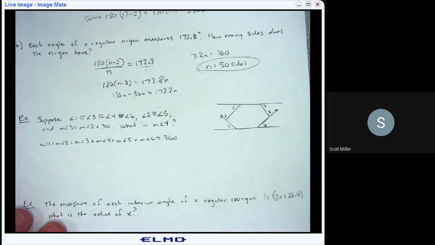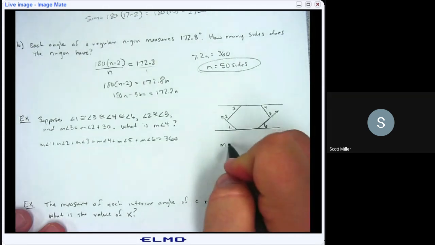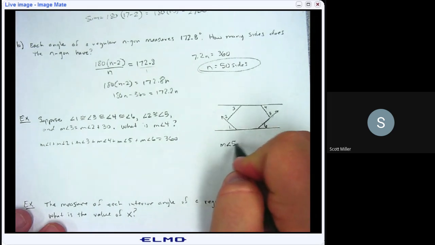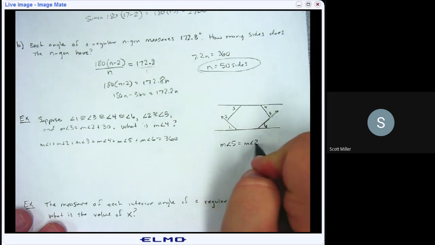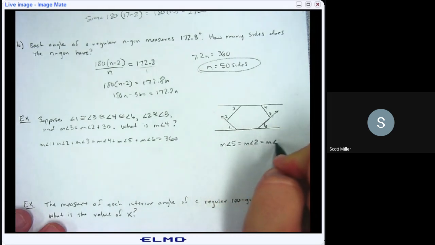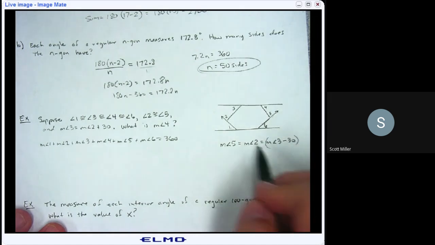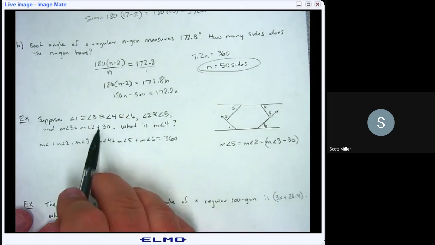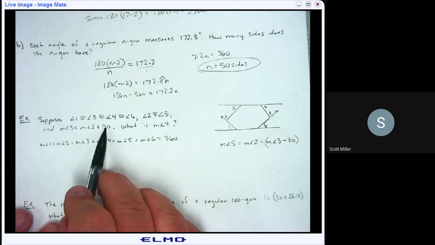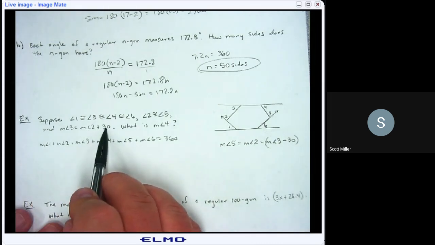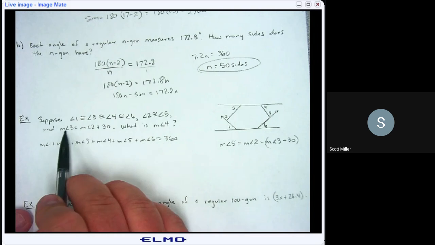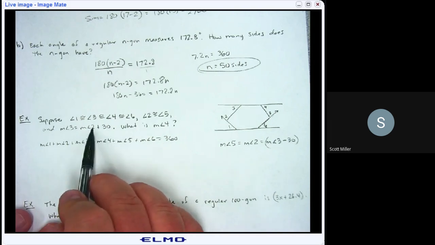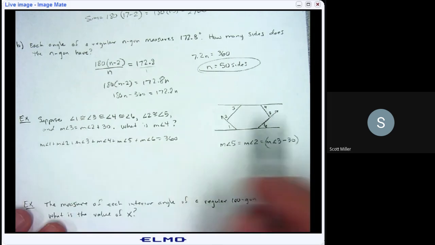Now, some other things that I know: the measure of angle 5 is the measure of angle 2, which is the measure of angle 3 minus 30. So how do I know this? From this expression right here. If I take this right here, if 3 equals this plus this, then 2 equals this minus the 30. So I just subtracted it out.